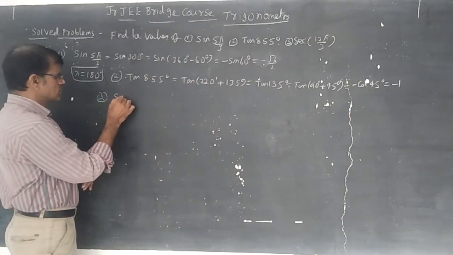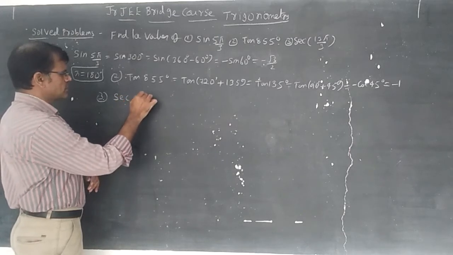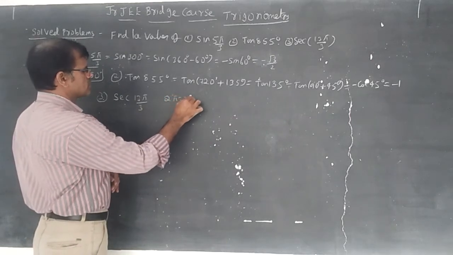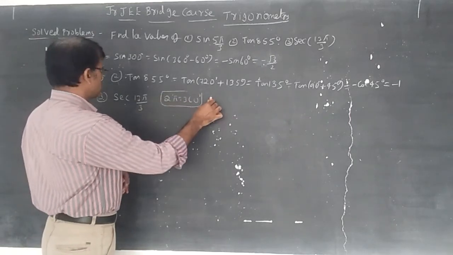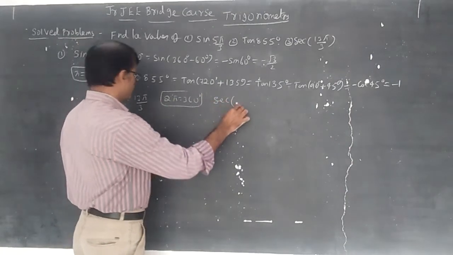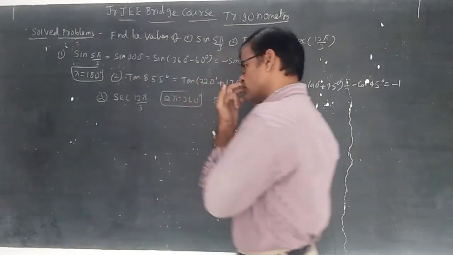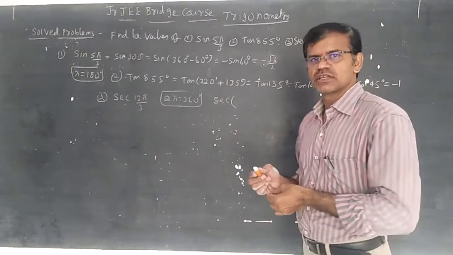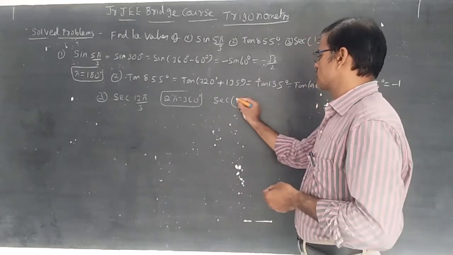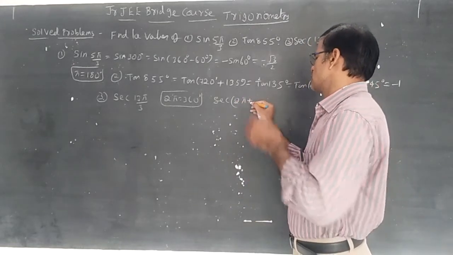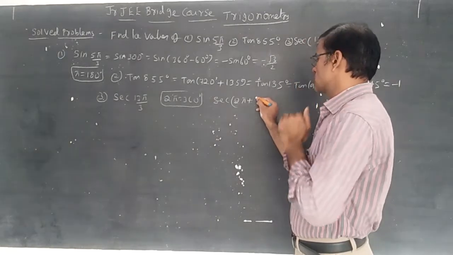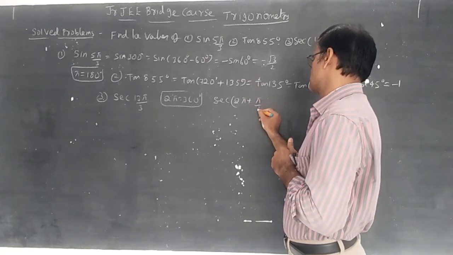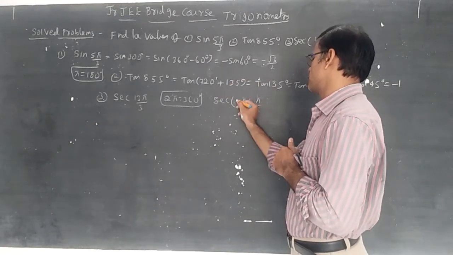Now third question, secant of 13π/3. 2π is equal to 360 degrees. Secant of 13π/3 means, of course, π/3 is 60 degrees, and 13 into 60 is 780 degrees, which is 720 plus 60. So it is a method, and this is another method: 2π plus π/3, here 4π you can put.